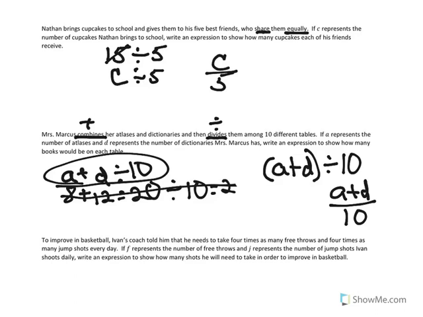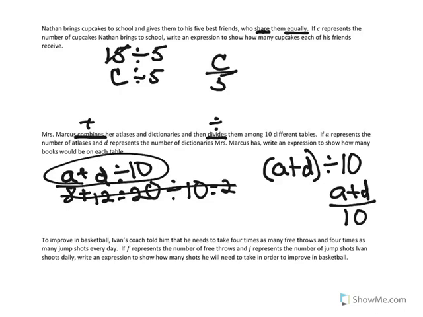All right, let's look at our very last one on this page. Okay, don't be bowled over by the words. Let's just take it one piece at a time. To improve in basketball, Ivan's coach told him that he needs to take 4 times as many free throws and 4 times as many jump shots every day. If F represents the number of free throws and J represents the number of jump shots Ivan shoots daily, write an expression to show how many shots he will need to take in order to improve his basketball. Okay, so let's underline our main words here.